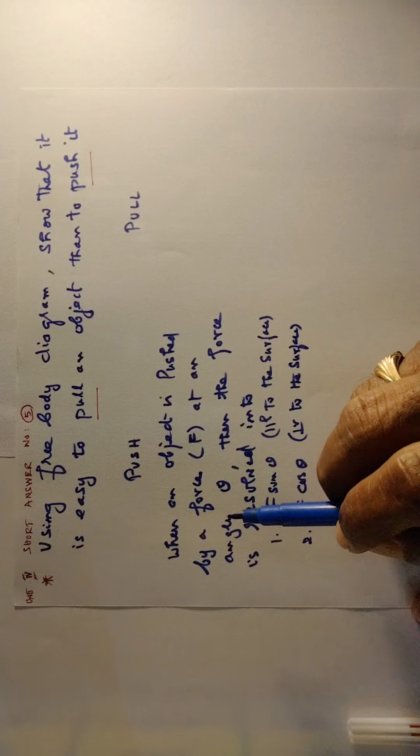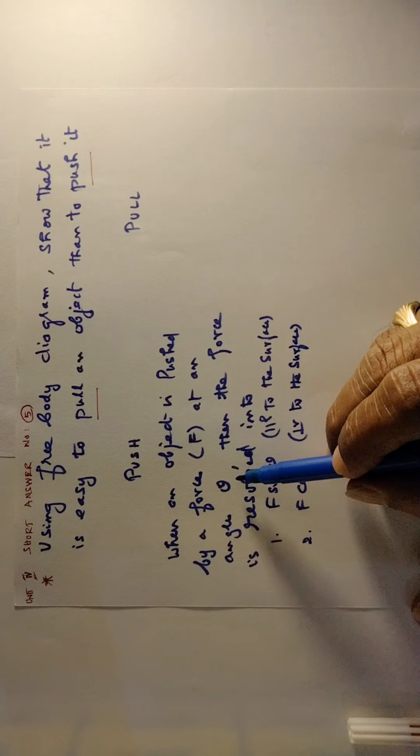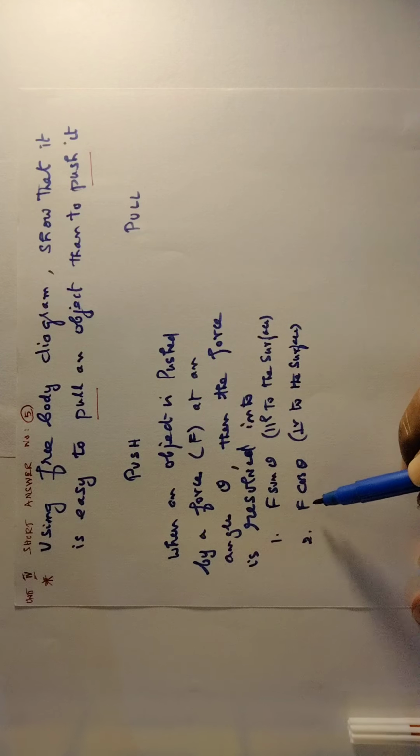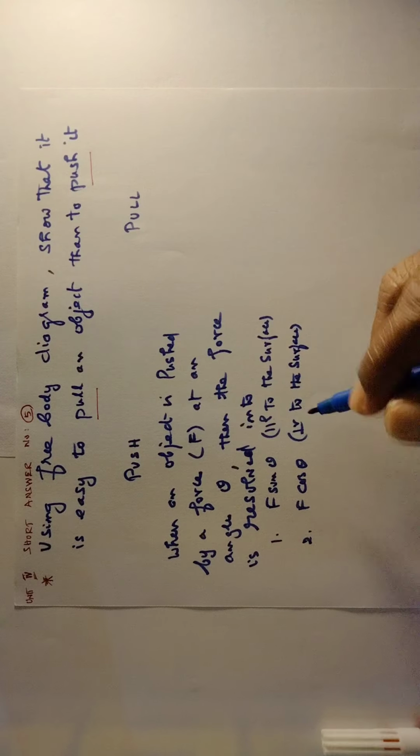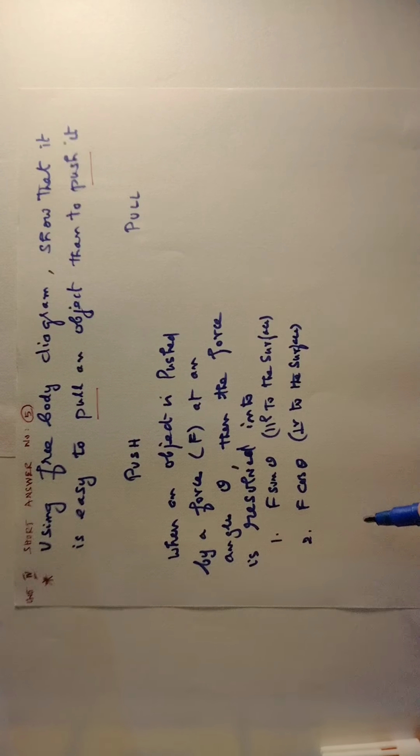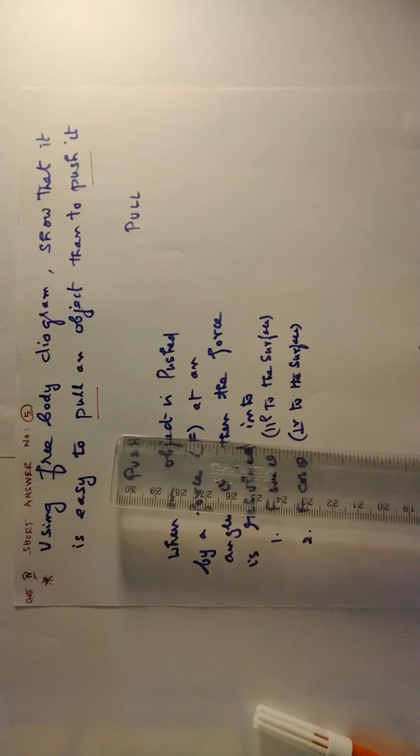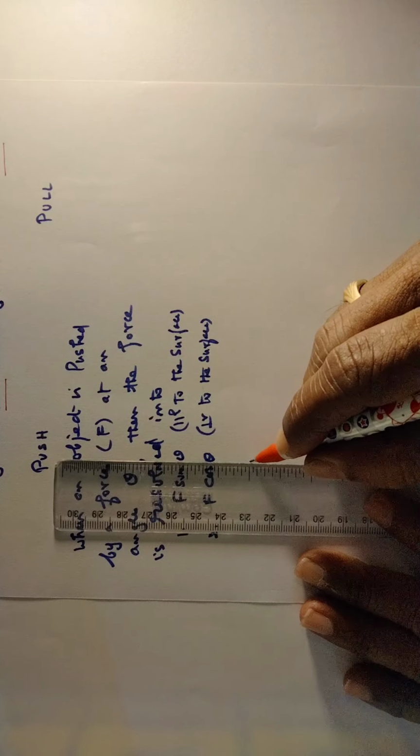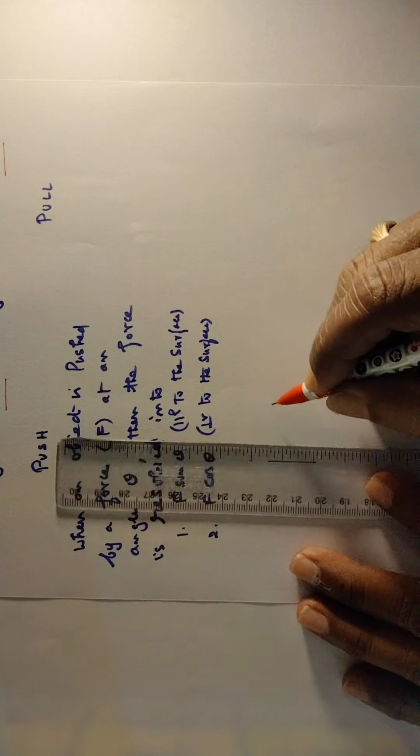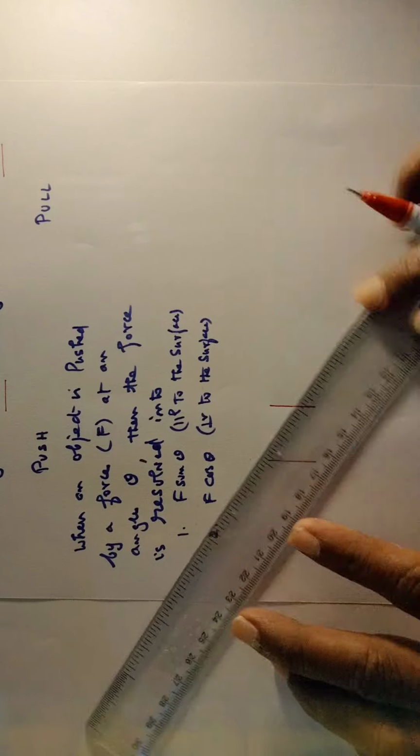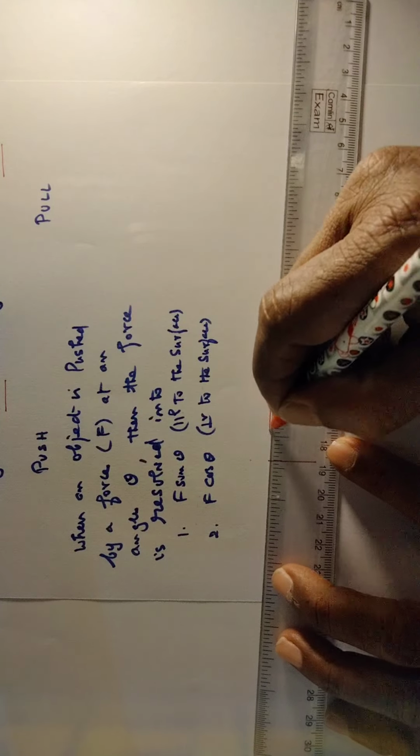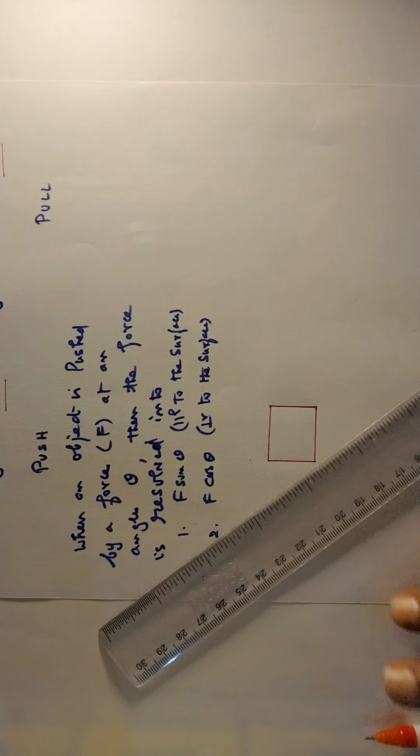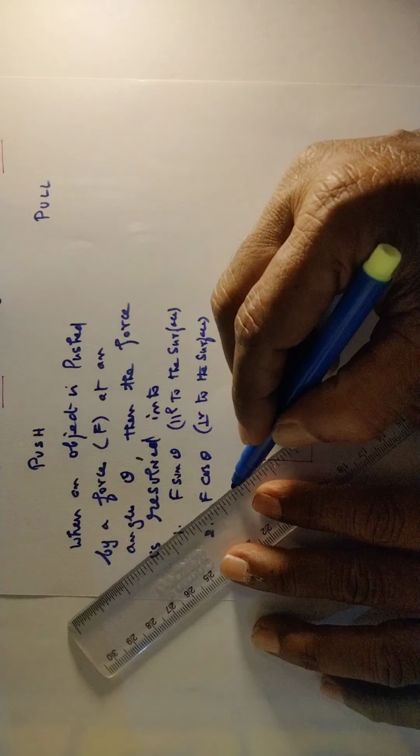When an object is pushed by a force at an angle theta, the force is resolved into two components. One is F sin theta, another F cos theta. Okay. Now I will draw the diagram for this. Consider the block. Now we are going to show the force. See, this is the line of force.